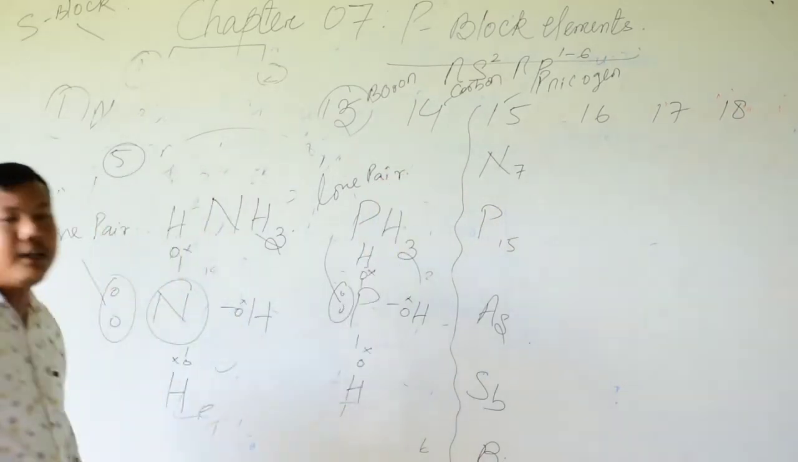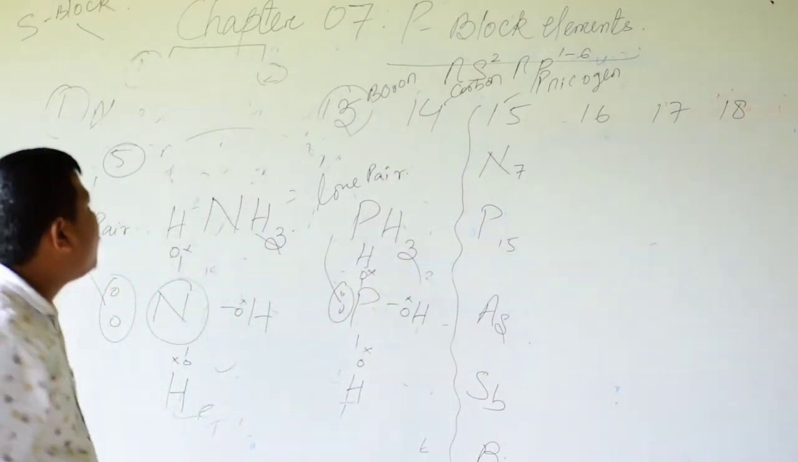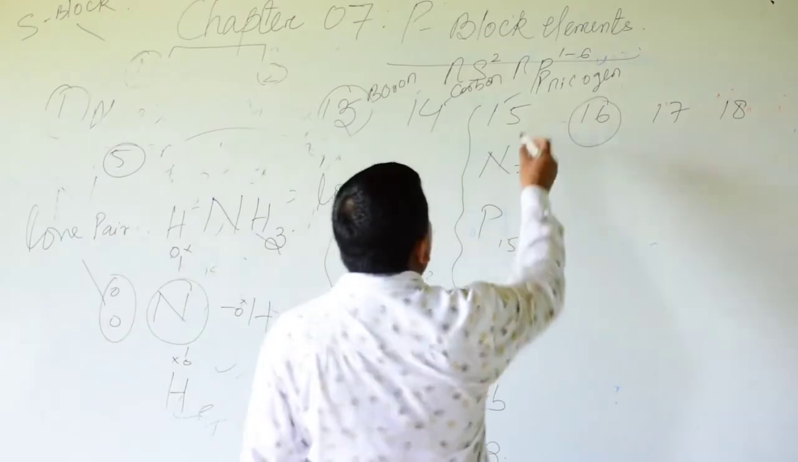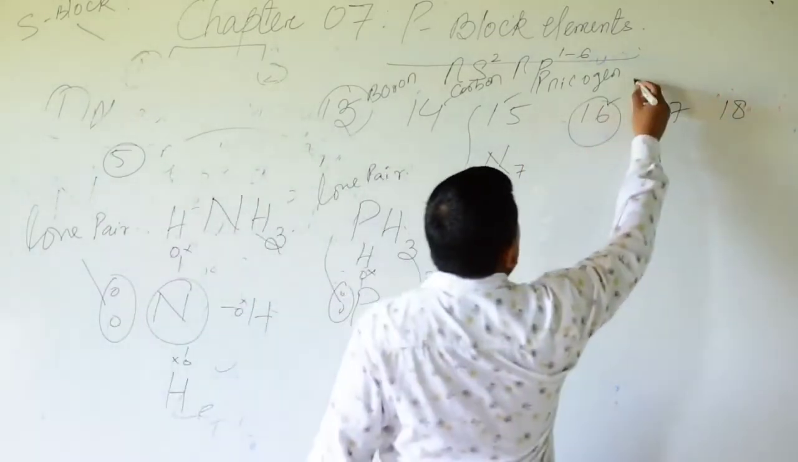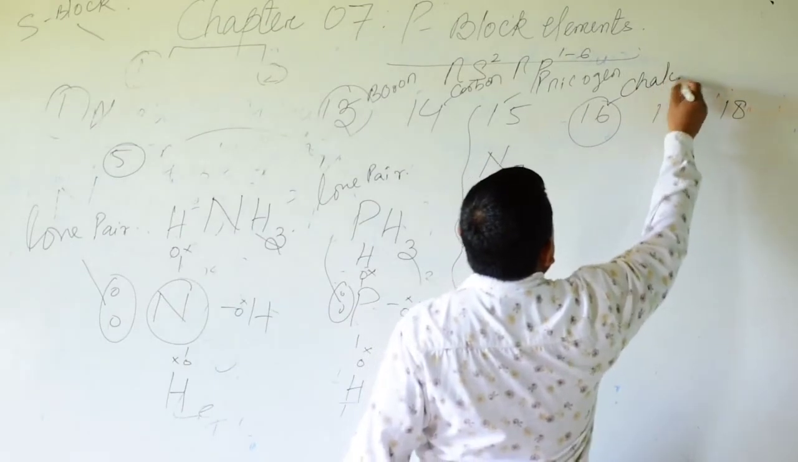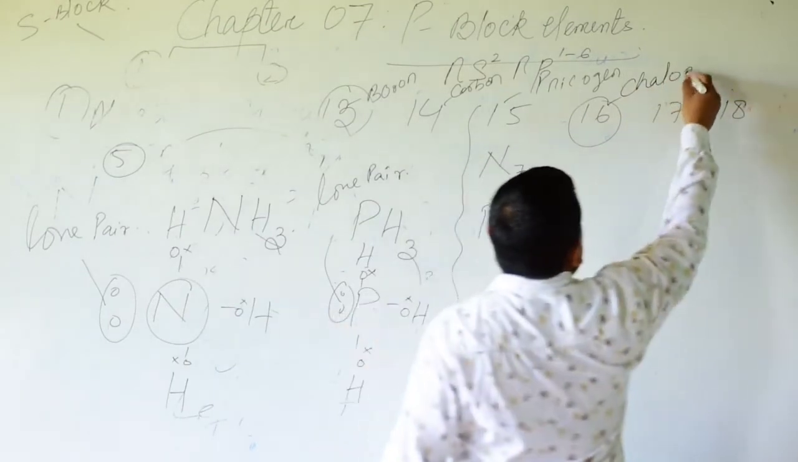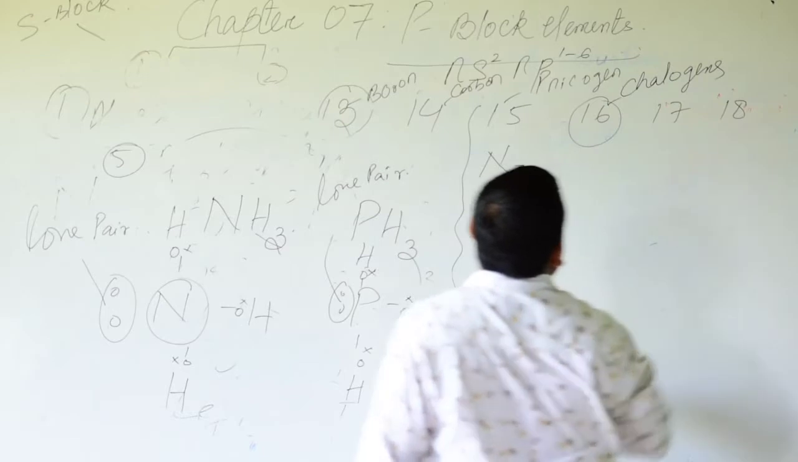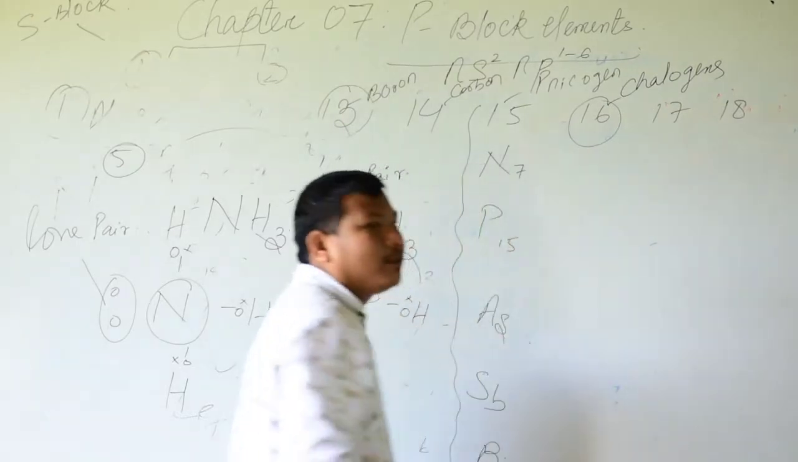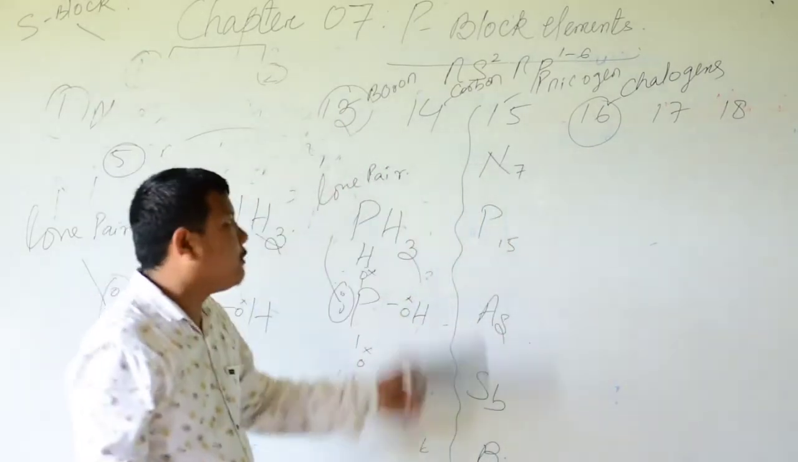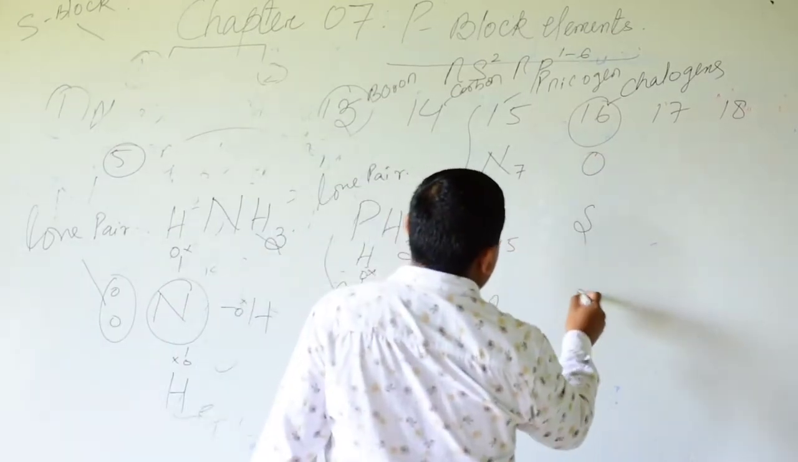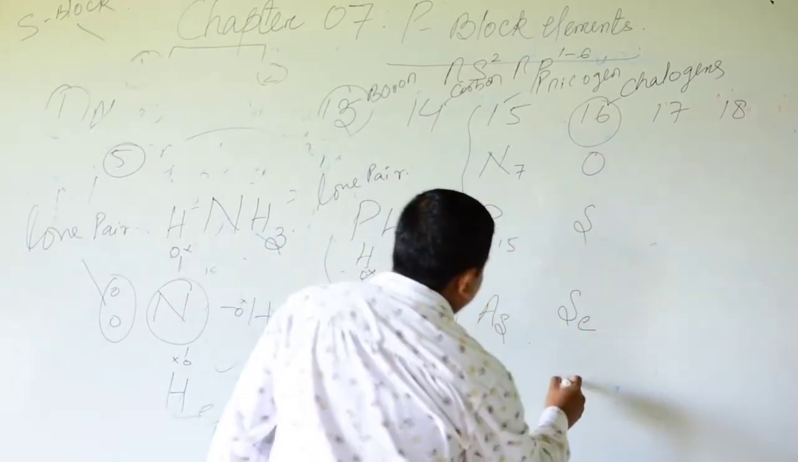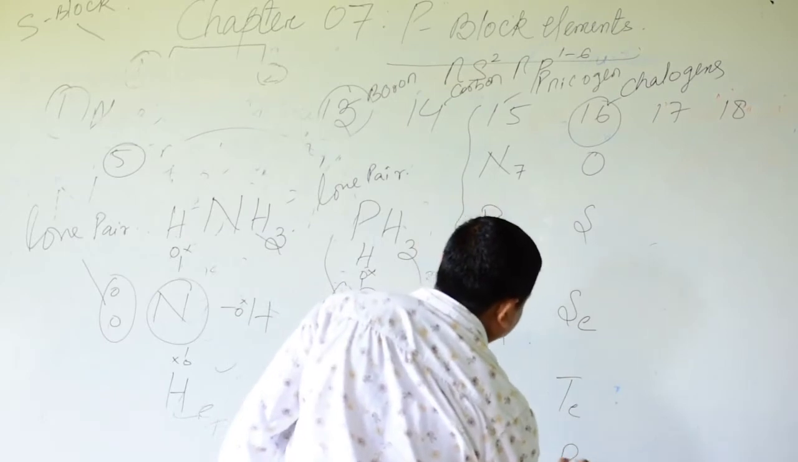Now directly we will go to group number 16. As we know, group number 15 is nitrogens, or nitrogen. Group number 16 is chalcogens. So in these group 16 elements, what elements are there? That also I'm going to write. So we have oxygen, sulfur, selenium, then we have tellurium, then we have polonium.